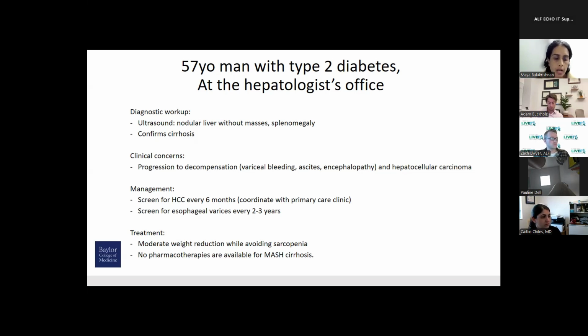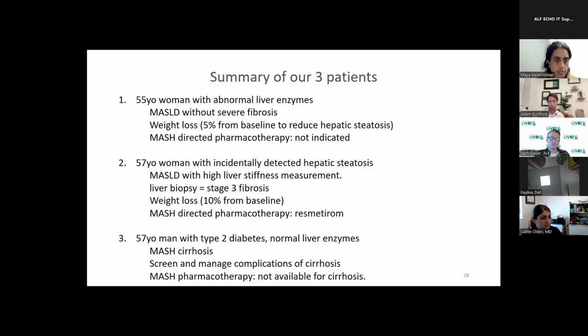And the other thing I'll bring up is that there are no pharmacotherapies available for MASH cirrhosis. The resmetirom that we used in the second case, the lady with stage 3 fibrosis, is not something we can use in patients with cirrhosis because the safety is not clear. And secondly, there's no data to support its use at this time. So unfortunately, there are no MASH-directed therapies that we can use for cirrhosis.